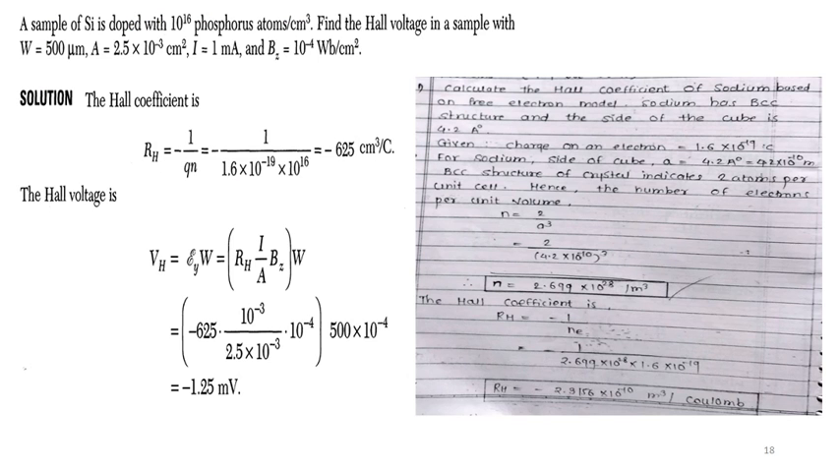Then we'll go for a few numericals. For example, the first one: a sample of silicon is doped with 10 to the power 16 phosphorus atoms per centimeter cube. Find the Hall voltage in the sample with a thickness of 500 micrometer.